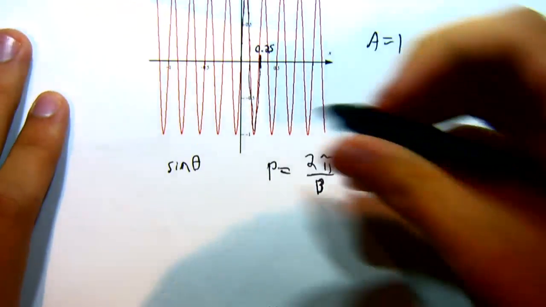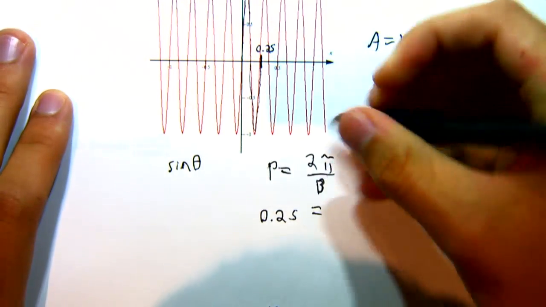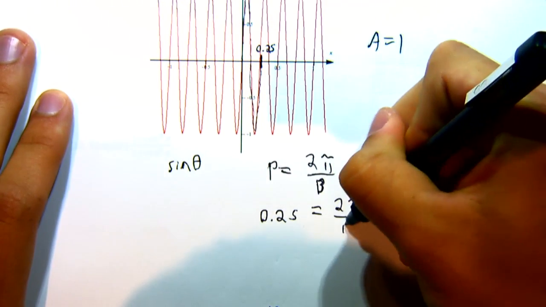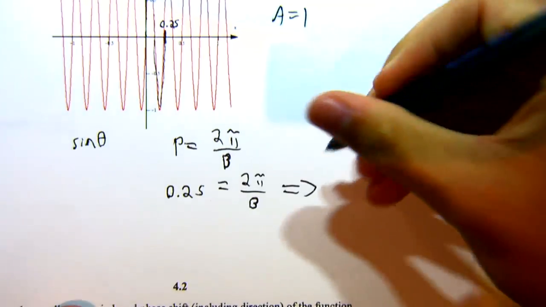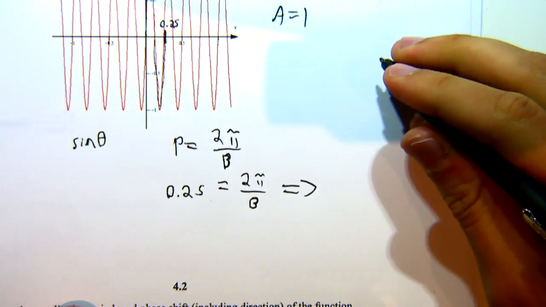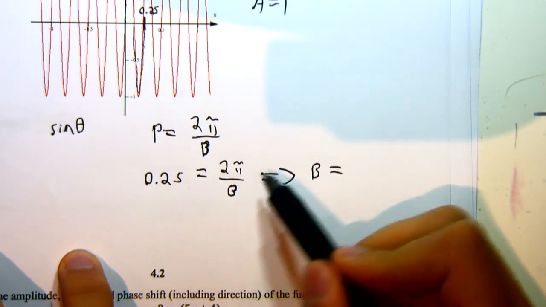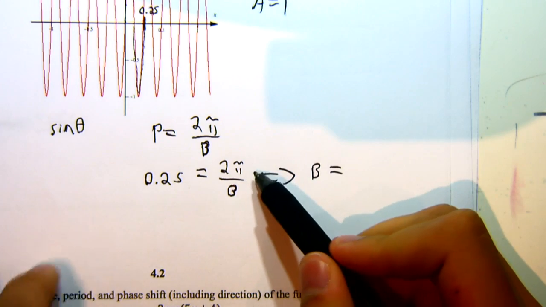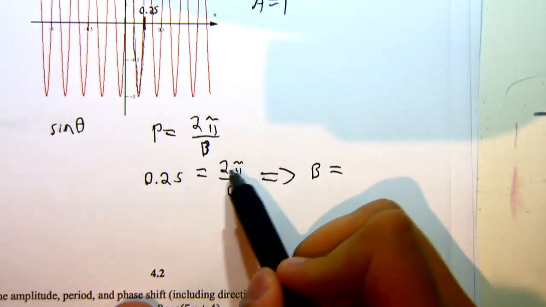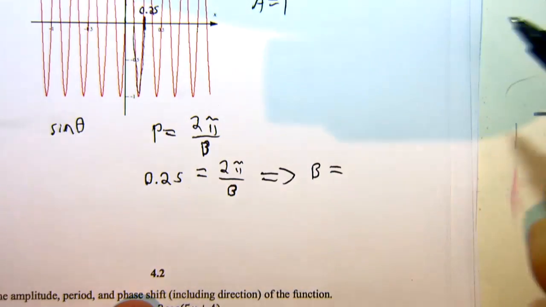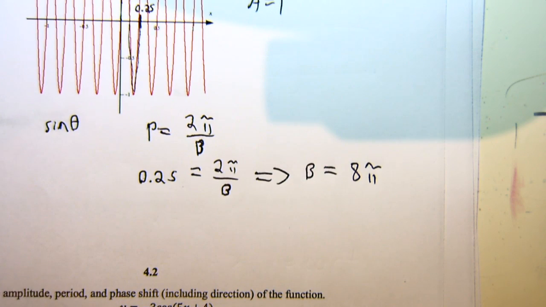So to find b, we substitute 0.25 into the period. Multiply b on both sides, and you get 0.25b is equal to 2 pi. Then you divide 2 pi by 0.25, essentially 2 pi divided by 1/4, or multiply by 4, so b is essentially 8 pi. All right?